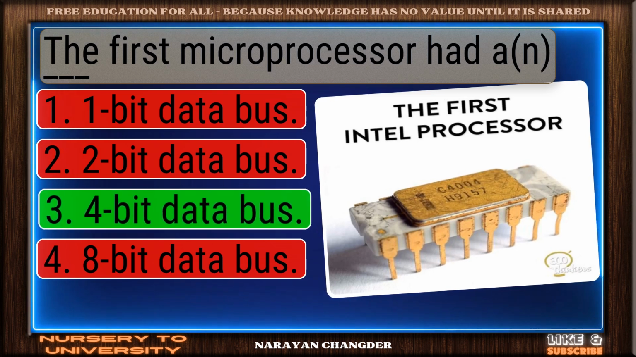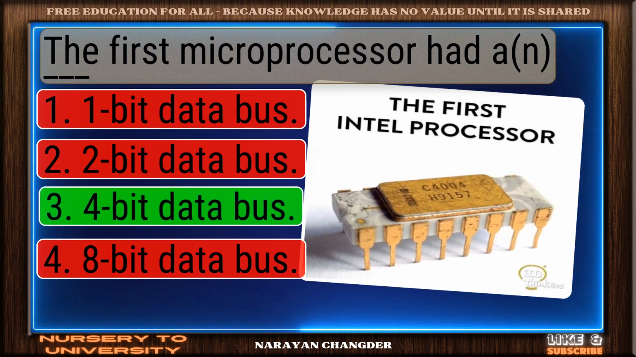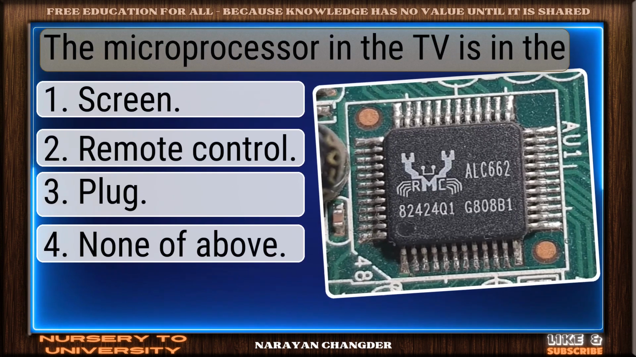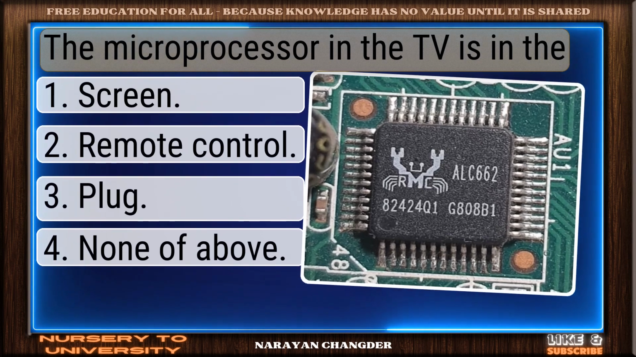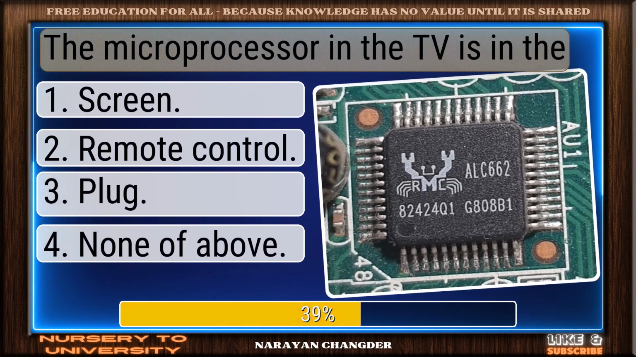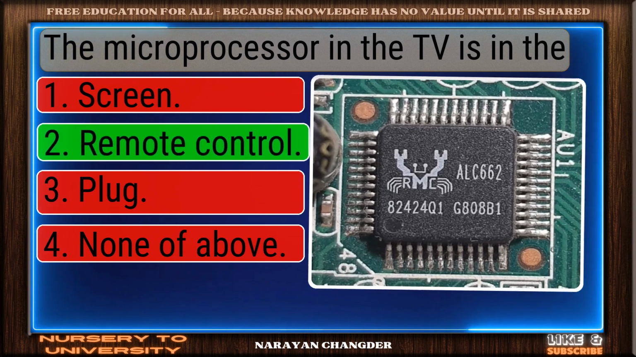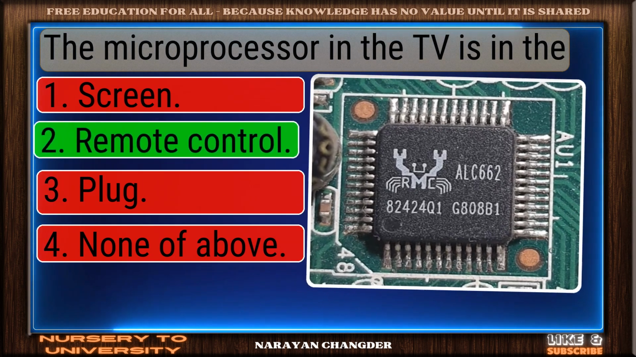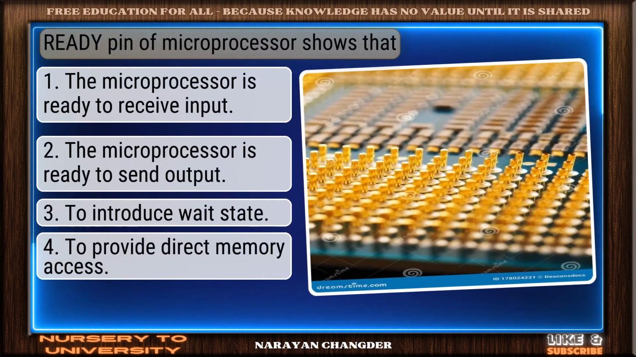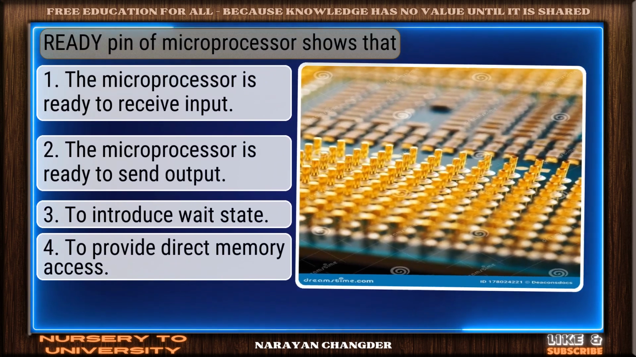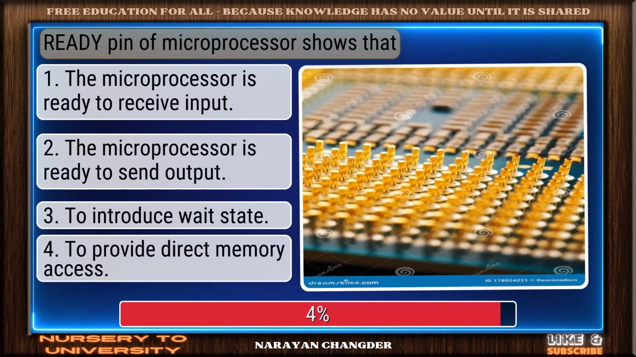Well reasoned. 4-bit data bus is the correct choice. Question number 45. The microprocessor in the TV is in the. Exactly. Remote control makes sense, and it is right choice. Question number 46. Ready pin of microprocessor shows that.